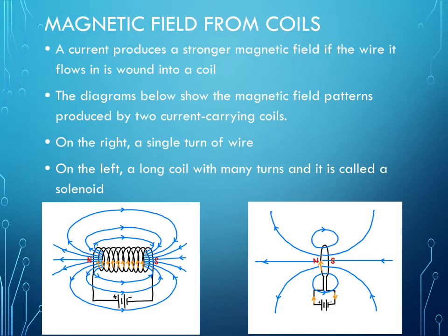Okay, besides the straight wire, now we want to determine the magnetic field from coils. There are two types of coils. The one on the right is a single turn of wire, which means dia ada satu gelung wire saja, and on the left we have a long coil with many turns, which is called a solenoid. A current produces a stronger magnetic field if the wire is wound into a coil. The diagram below shows the magnetic field pattern produced by two current carrying coils.